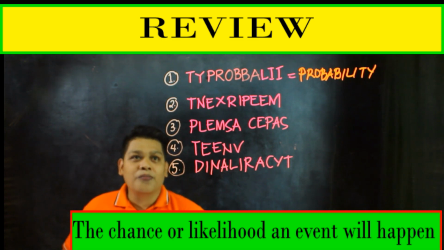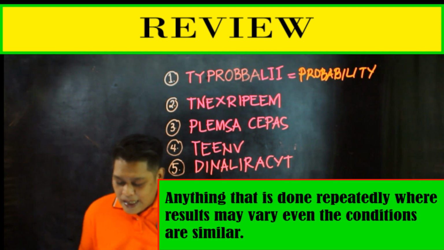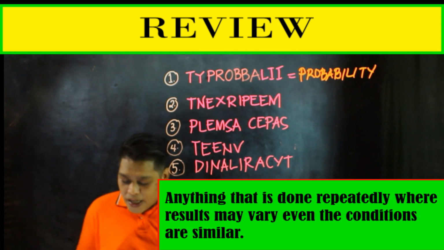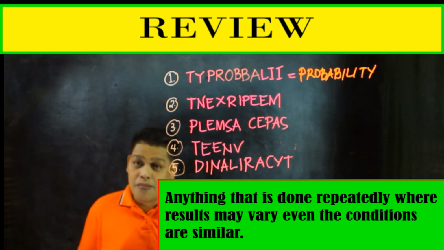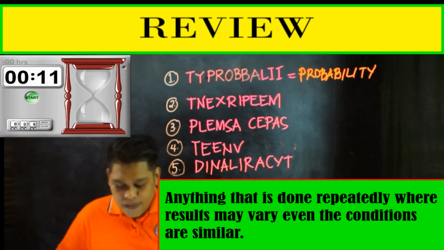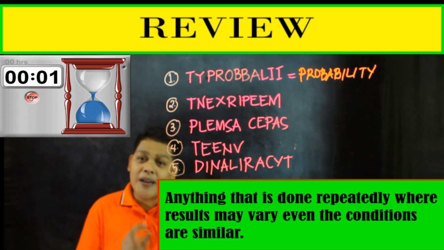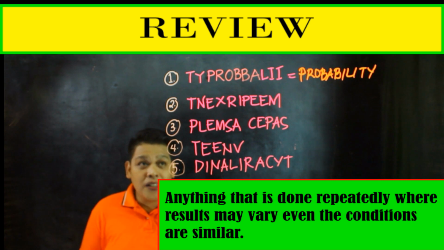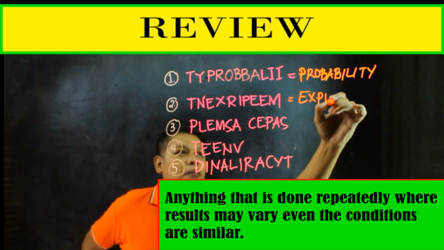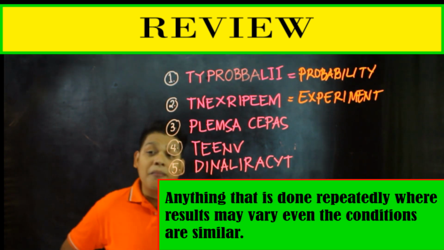So number 2. Okay, the definition for number 2 is this: anything that is repeatedly done, where results may vary even if the conditions are similar. So 5 seconds. Okay, now what is the word? So the word will be experiment. Now from our previous topic.